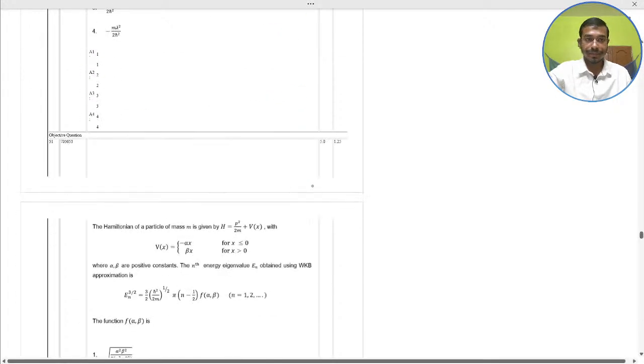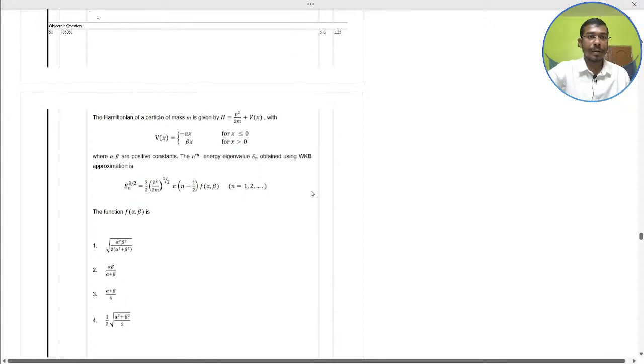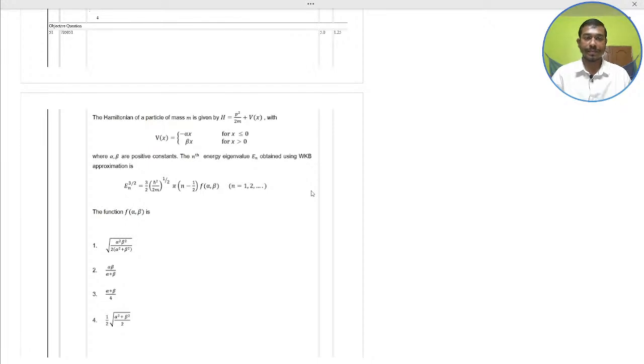Next. Question number 51. The Hamiltonian of a particle of mass m is given by H equals p square by twice m plus alpha mod x. The nth energy eigenvalue obtained by the WKB approximation is what? This is given, and we have to find the function f of alpha beta. Very important question, I will solve it for you.